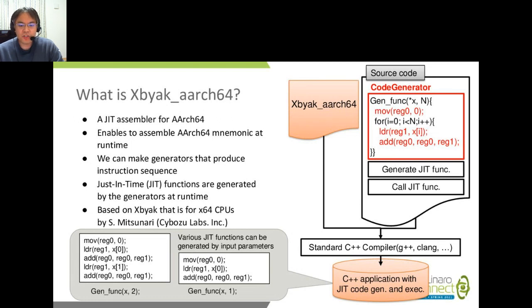The first JIT assembler was developed for Intel CPU by Shigeo Mitsunari of Cybozu Labs, Japan. Based on the concept of the original Xbyak, Xbyak aarch is developed for ARM instruction set.